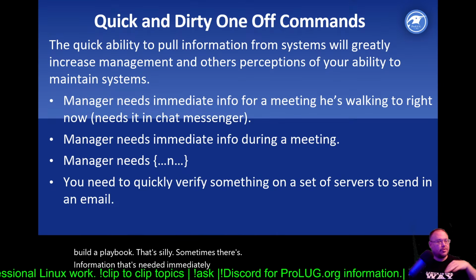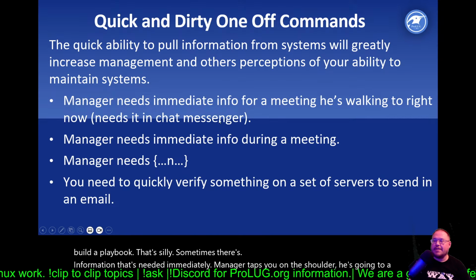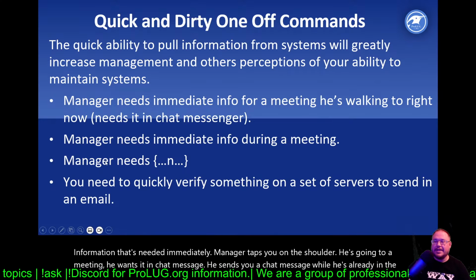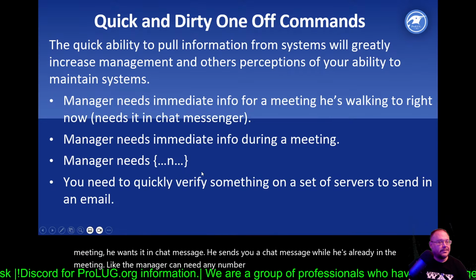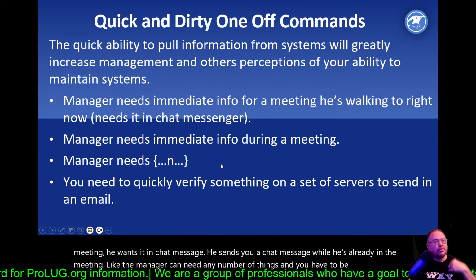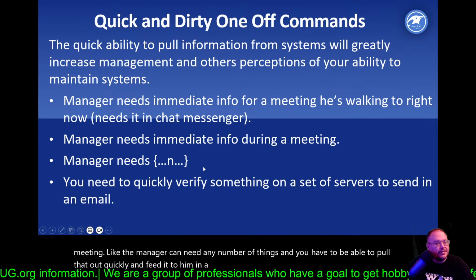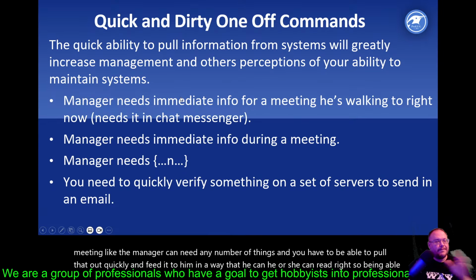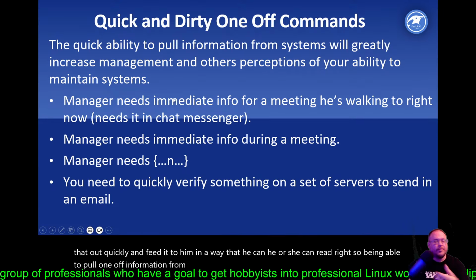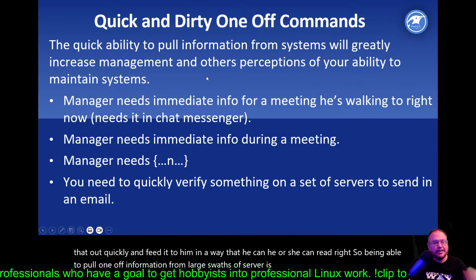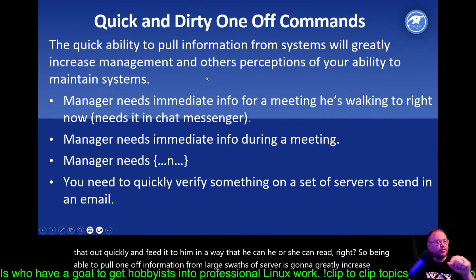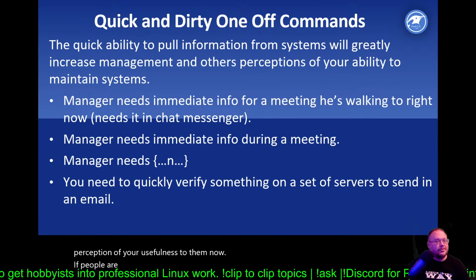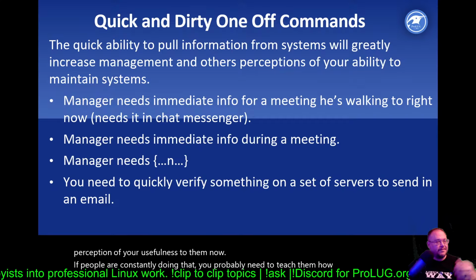Sometimes there's information that's needed immediately. Manager taps you on the shoulder. He's going to a meeting. He wants it in chat message. He sends you a chat message while he's already in the meeting. Like, the manager can need any number of things. And you have to be able to pull that out quickly and feed it to him in a way that he or she can read, right? So being able to pull one-off information from large swaths of servers is going to greatly increase people's perception of your usefulness to them. Now, if people are constantly doing that, you probably need to teach them how to fish instead of fishing for them.